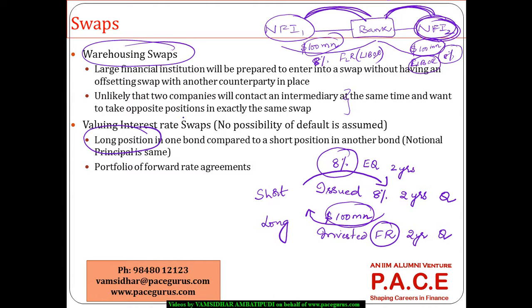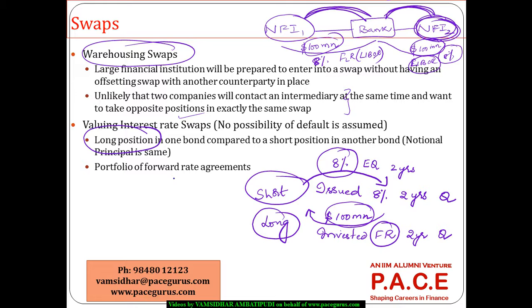Now that is the reason whenever I have to value an interest rate swap, if I assume that there is no possibility of any default in the future, I can think of it as a long position in one bond, either fixed or floating, and a short position in the other bond. That is what is going to replicate an interest rate swap quite comfortably.